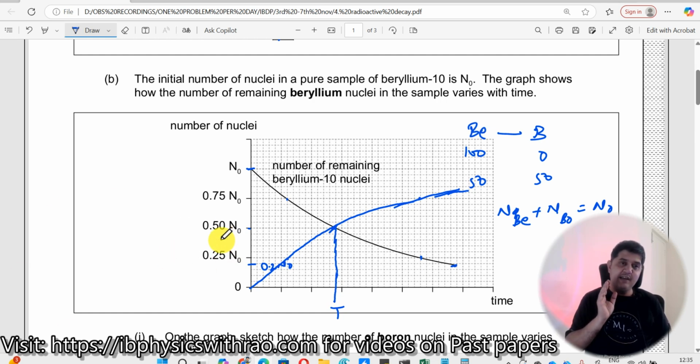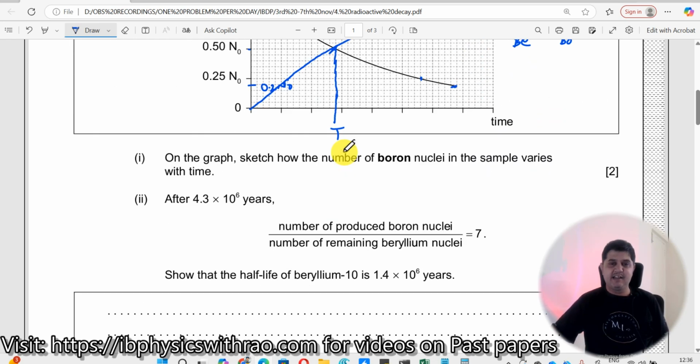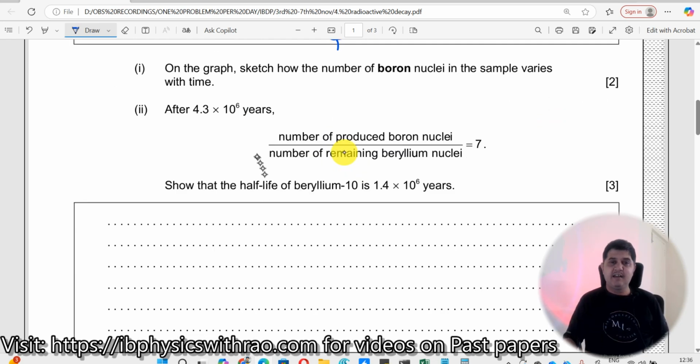Whenever you are drawing any curve in physics, the first thing is to look for the data. Where is the data available? How do I get the data? What assumptions am I making? This should be clear to you. If you know this, solving any physics problem is not at all difficult. Quite easy. Okay, next, let's move on to this. On the graph, sketch how the number of boron nuclei in the sample varies with time. We have done this part.